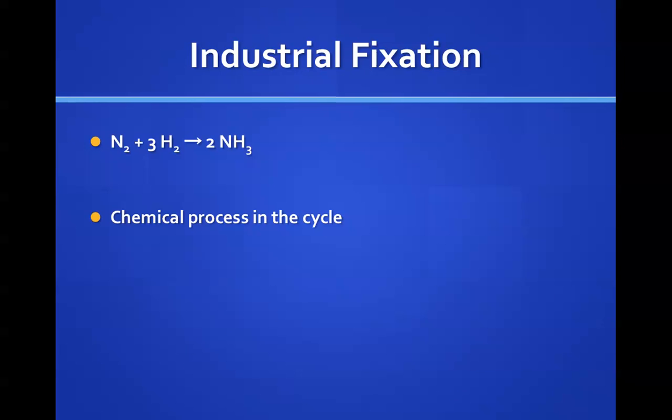Finally, we're at industrial fixation. This is basically the Haber process, not the Born-Haber cycle like we did in chemistry, but the Haber process. It's basically this formula: nitrogen and hydrogen, you get ammonia. Well, it's not really that important, so I won't spend too much time on it.